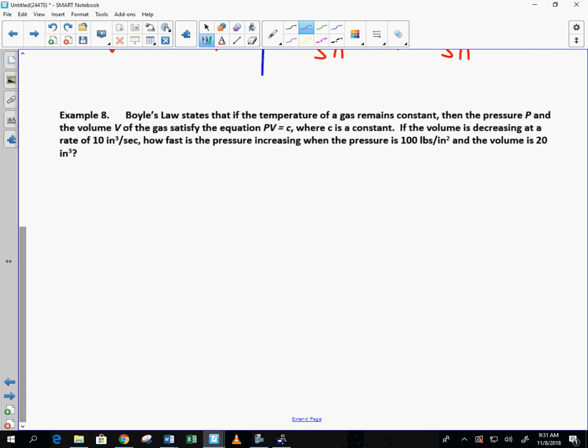All right, last one for today. We'll finish out the others tomorrow. Boyle's law. Anybody know Boyle's law? Boyle's law states that if the temperature of a gas remains constant, the pressure P and volume V of the gas satisfy the equation P times V is C, where C is constant. So if the volume is decreasing at a rate of 10 cubic inches per second, how fast is the pressure increasing when the pressure is 100 pounds per square inch and the volume is 20 cubic inches? Makes your head hurt, right? I get it.